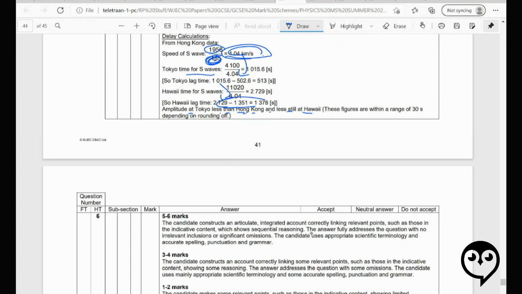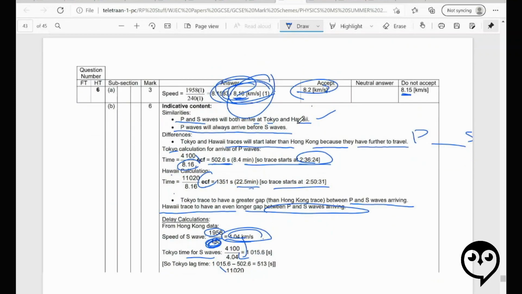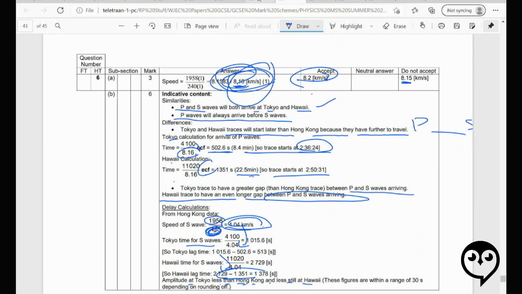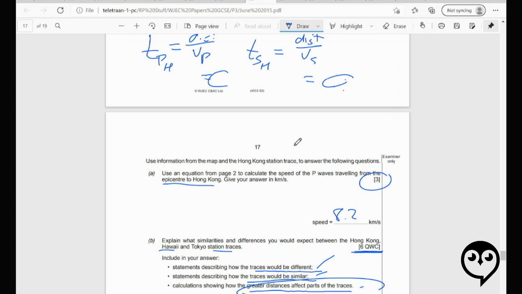So, did you address the question? Did you do everything they wanted you to do? Did you use the terminology? And did you do those calculations that they wanted? This should be a fairly straightforward question to do. You should be really happy if you get something like that.